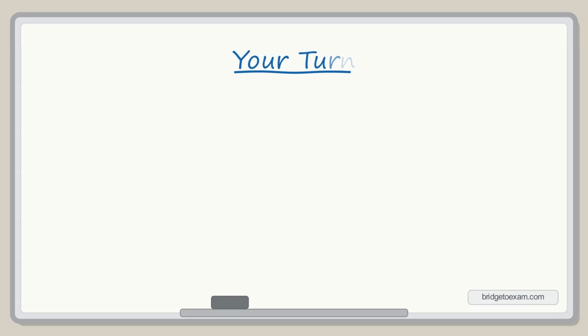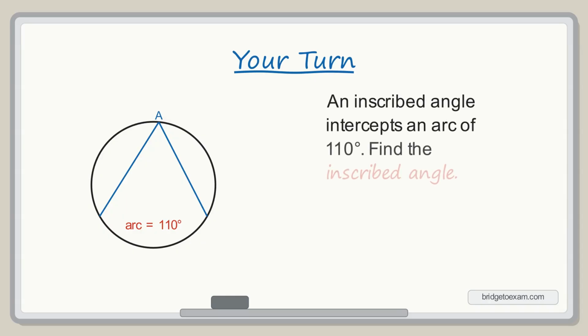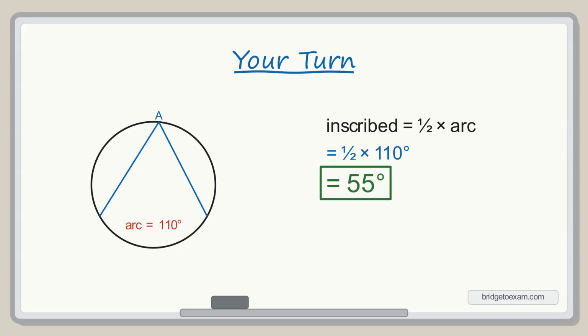Your turn. An inscribed angle intercepts an arc of 110 degrees. What is the inscribed angle? Pause and recall the rule. An inscribed angle is half its intercepted arc, so just take half of 110. That's 55 degrees. Half the arc every time.